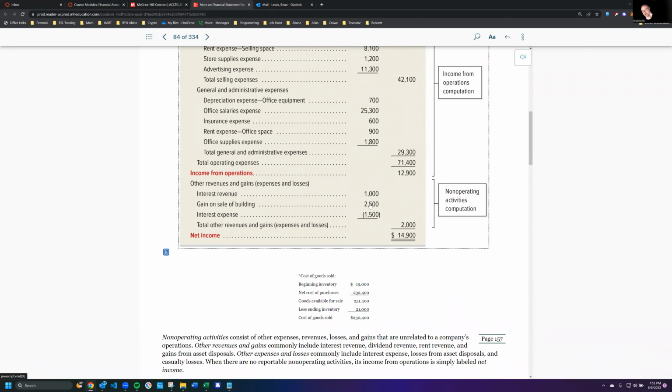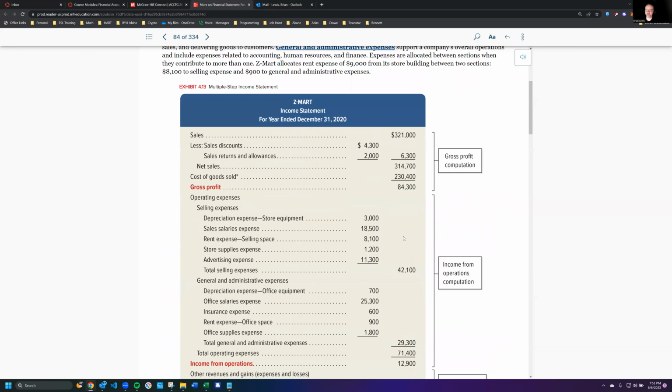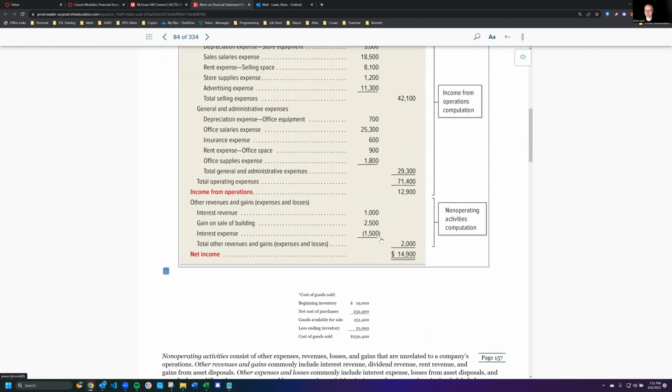And then you have your other revenues and expenses listed here, usually interest, some extraordinary gains on the sale of an asset, and interest expenses. And so you have a net amount here. So the 12.9 minus the 2, or plus the 2 because you had a gain on the sale, effectively gives you almost $15,000 net income. That is a multi-step income statement, all right? Think of this as a detailed approach to come up with the income statement.